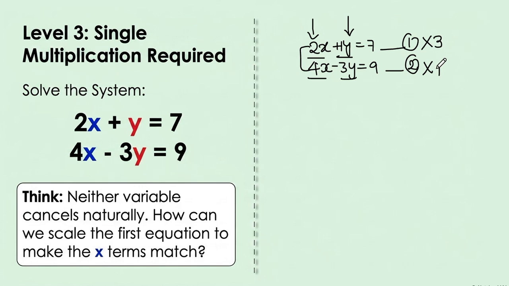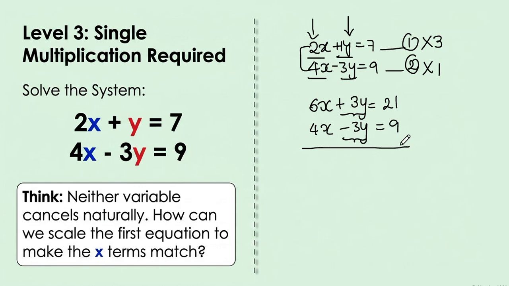So we multiply by 3 and 1. 3 into 2 is 6x plus 3 into 1 is 3y is equal to 7 into 3, which is 21. And the second equation, if you multiply by 1, we will get the same thing, 4x minus 3y is equal to 9. Now you can see that plus 3y and minus 3y will get directly cancelled, so we just add the equations.